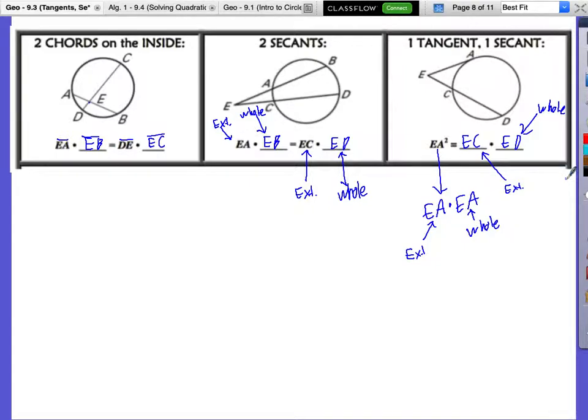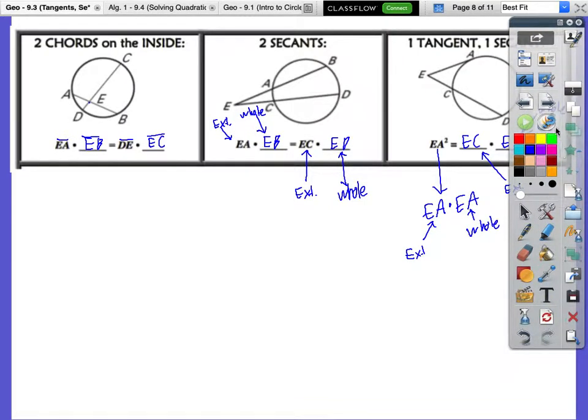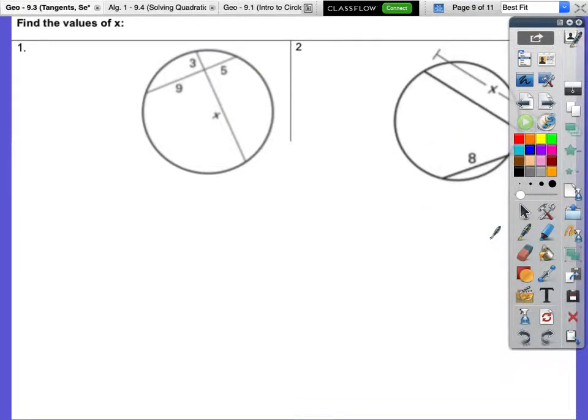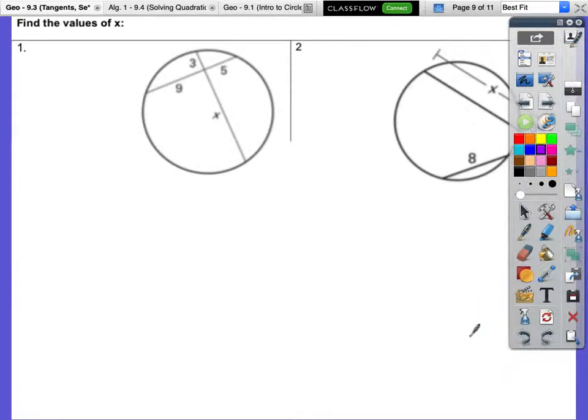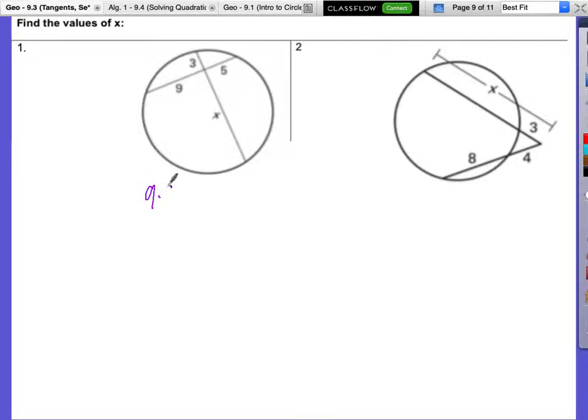Alright, we're gonna start using this, guys. Hopefully you wrote good notes up here so we can use it right below this. On number one, what kind of segments do we have? Are these chords, secants, or tangents? Chords. Two chords intersecting. What would we set up when we have two chords intersecting? Ian, thank you. 9 times 5 equals 3 times x. Very good. We do part of one chord, 9, times the part of the same chord, 5. Then that is equal to part of the other chord, 3, times the part of the same chord, x. Same chord. Make sense?